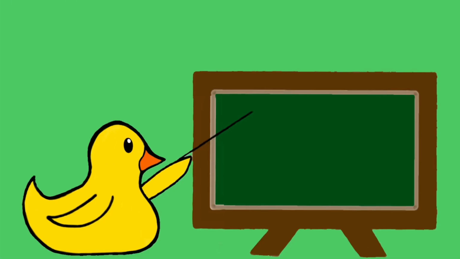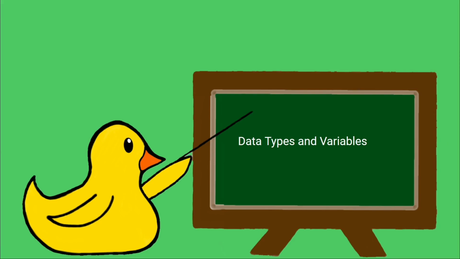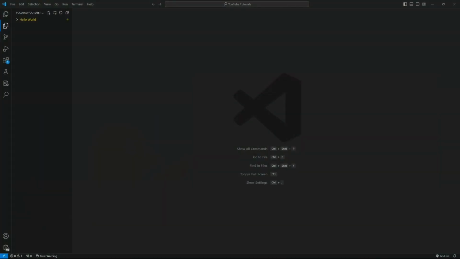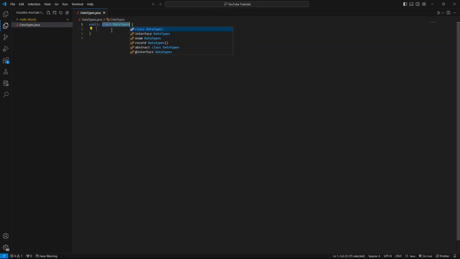In this video, we'll be covering a concept in Java called data types and variables. Now, the best way to do this, in my opinion, is to do it in the code editor. So, let's head on over. First, I'm going to need to create a file. I'll call it datatypes.java. And we need our public static void main. Here we go.